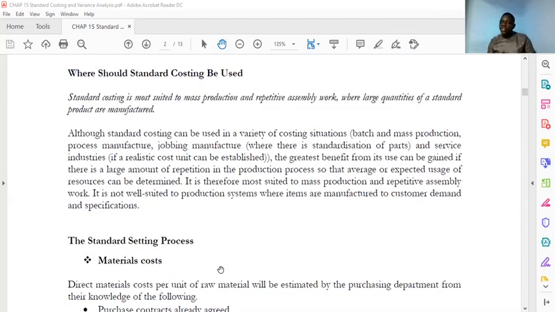So we now know situations where standard costing may be applied. Now let's look at the standard setting process, how an organization may set a standard.